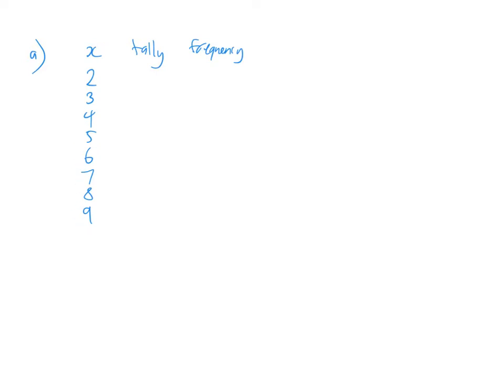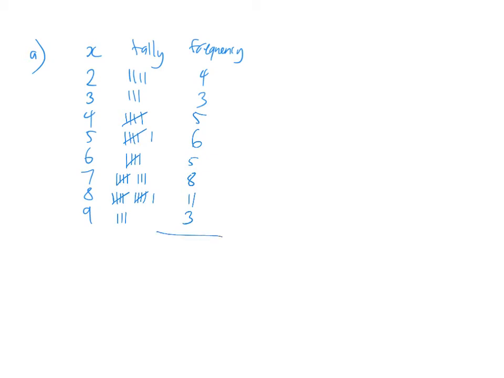Okay, I believe there's 4 2s. 3s, I believe there's 3 of those. 4s, I believe there's 5. 5, there's 6 of them. 6, there are 5. 7, there's 8 of them. 8, there's 11. And 9, there's 3. And there's 45 in total.